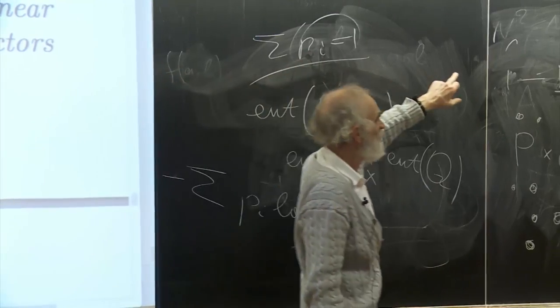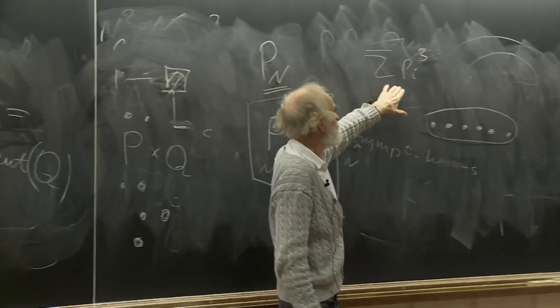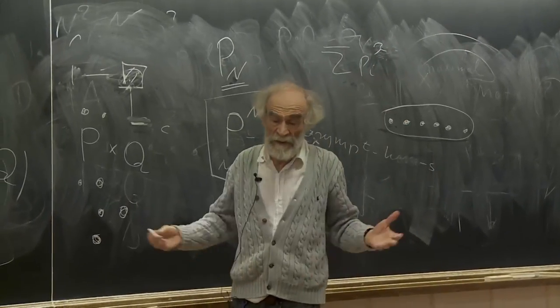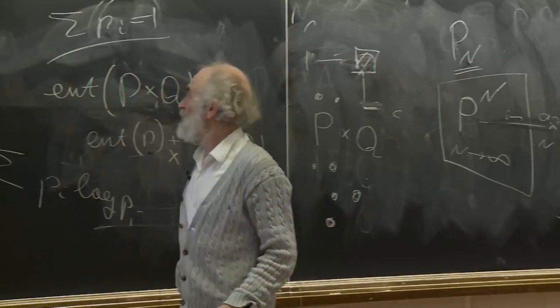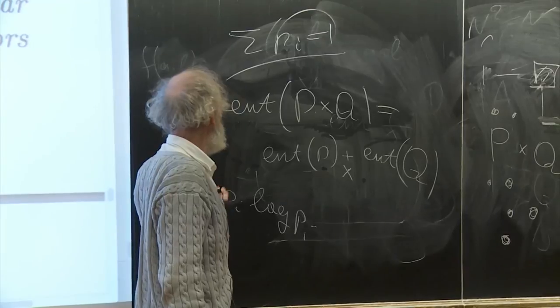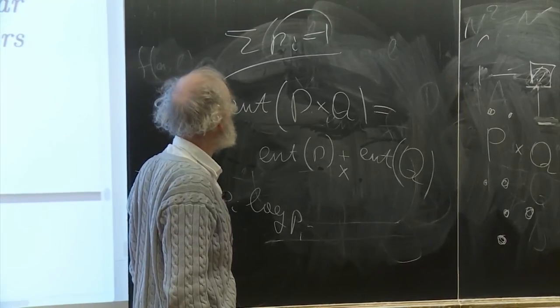If you take something like that, you don't need any condition. You put here any lambda, and this thing is multiplicative, of course. This norm is multiplicative, but the entropy will be additive only under this condition.